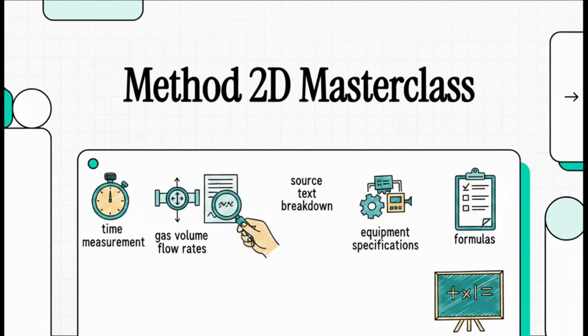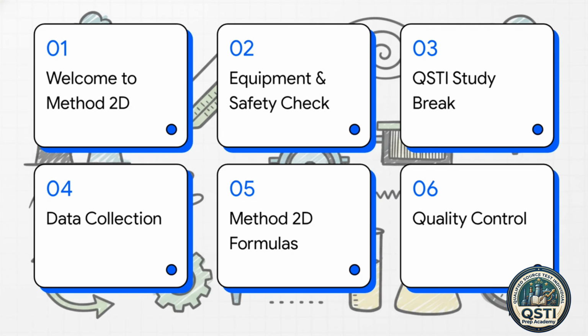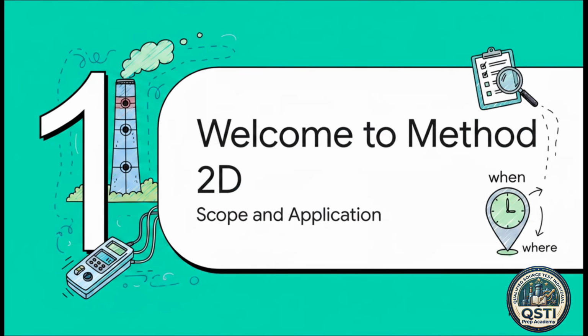So grab your notebooks, get comfortable, and let's crush this material together. Here's our quick roadmap for today's masterclass. We'll start with Welcome to Method 2D, then hit our equipment and safety check, take a quick QSTI Academy study break, run through the data collection procedures, dive into the Method 2D formulas, and wrap it all up with quality control and summary. All right, Section 1, Welcome to Method 2D.